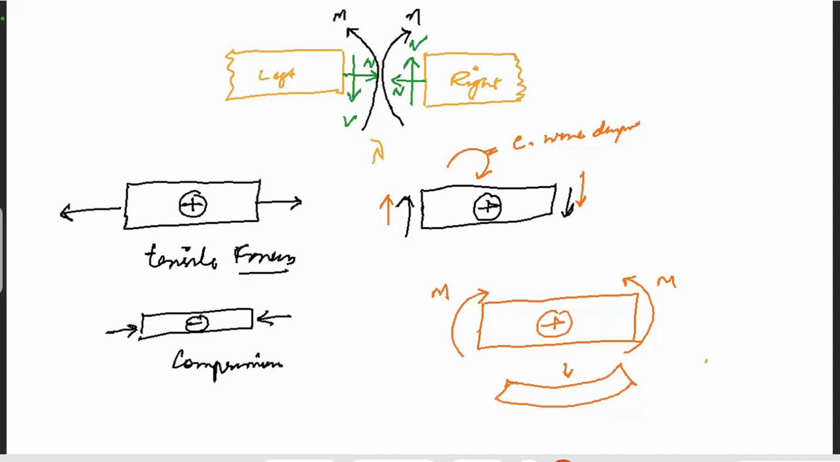And if the moment is this way, then it will be negative. This case positive, this case negative.